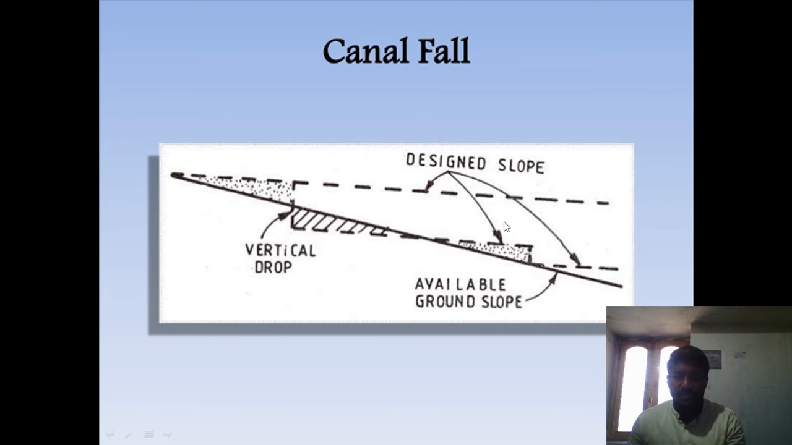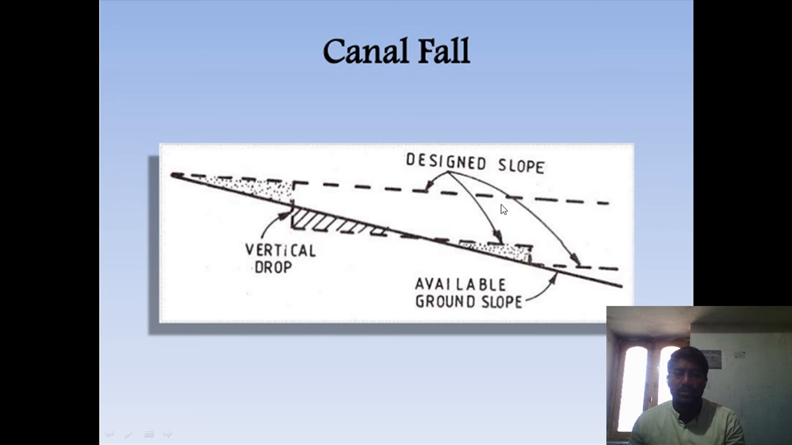Suppose this is the designed slope. This is the designed slope, vertical drop and available ground slope. Actually we have this available ground slope, but we have designed a canal fall from here to here, which is nothing but from this upstream side the water is coming automatically to this area. Available ground slope to this area. But we have designed this slope. We have designed this canal fall of this slope.